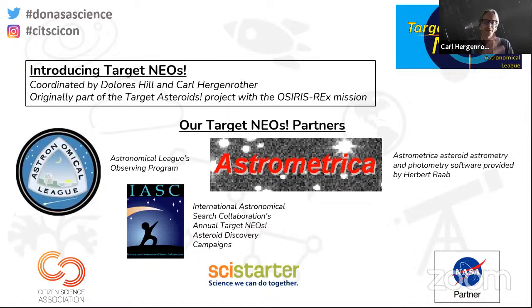And so we've partnered with the Astronomical League. We've partnered with Patrick Miller's group, Isaac, who gave a talk in one of the earlier sessions, as well as Herbert Raab, who writes the Astrometrica program, which is an excellent program for taking asteroidal data and coming up with astrometry and photometry from your data. So next slide.